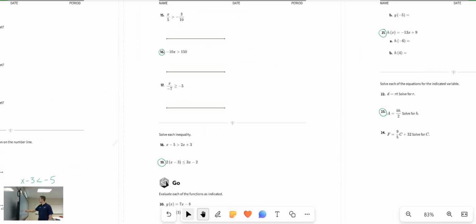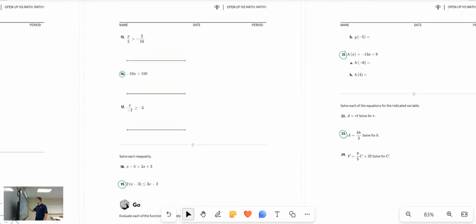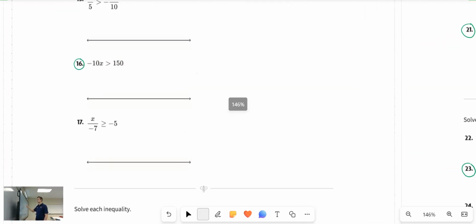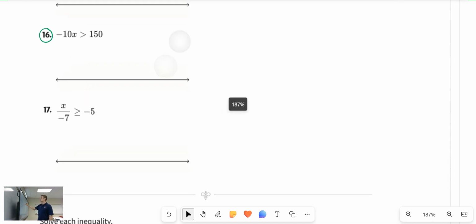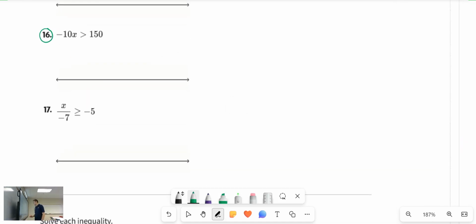Let's go over to the next page. Looks like we're doing the same thing for 16. So first we're going to solve it, and then we are going to put it on a graph, or on the number line. So here we go. Negative 10x is greater than 150.